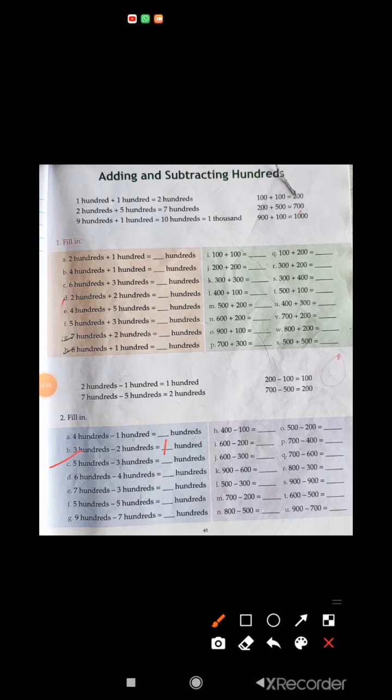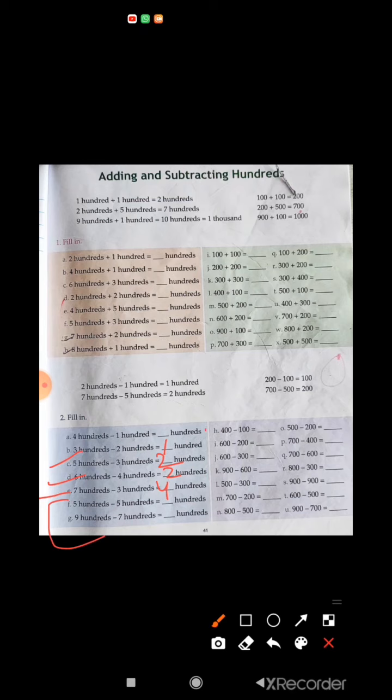C part, 500 minus 300. 5 minus 3 is 2 hundreds. D part, 600 minus 400. 6 minus 4 is 2 hundreds. E part, 700 minus 300 is, now first what will you do? 7 minus 3, 4. The answer is 400. Like this you do this one.